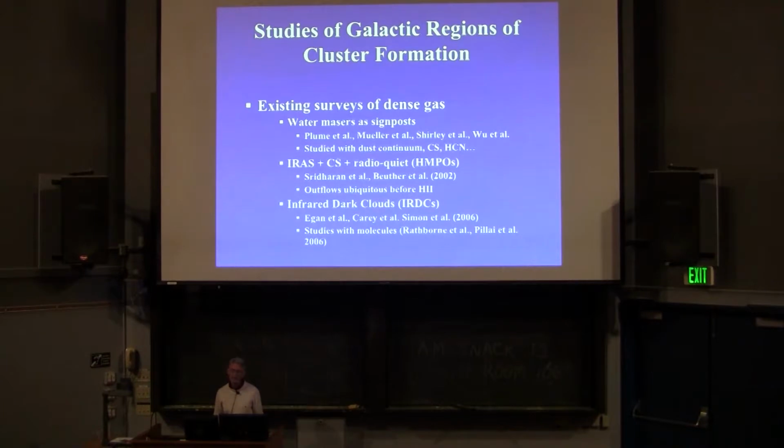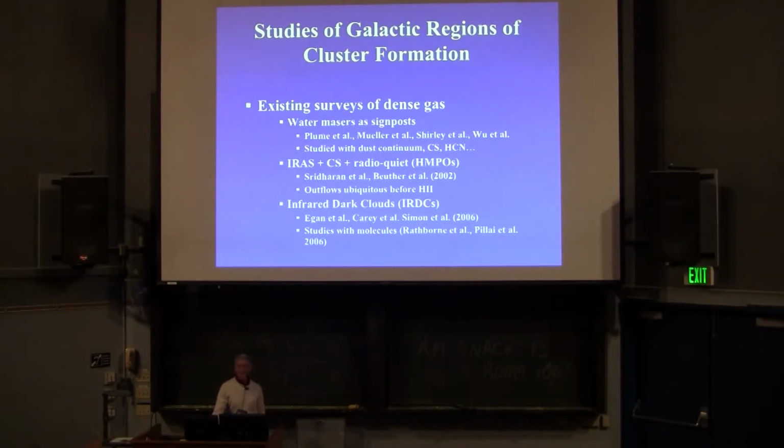A big survey that our group in Texas had done over many years was based on looking at water masers as signposts. We're picking out regions where we know there's star formation going on by looking at the water maser, and there's a whole series of papers studying that sample. There is a group led by Henrik Beuther in Heidelberg, who took a different sample looking at IRAS infrared sources, and followed them up in many different ways.